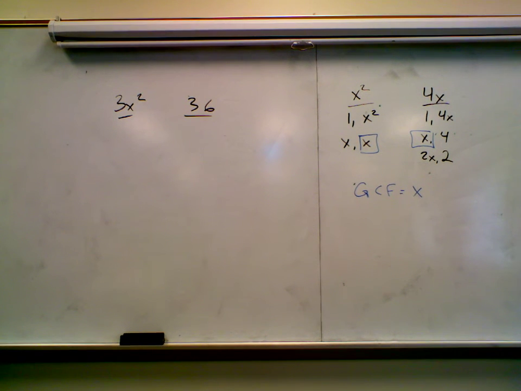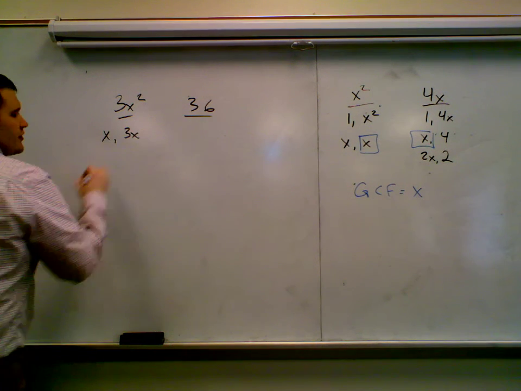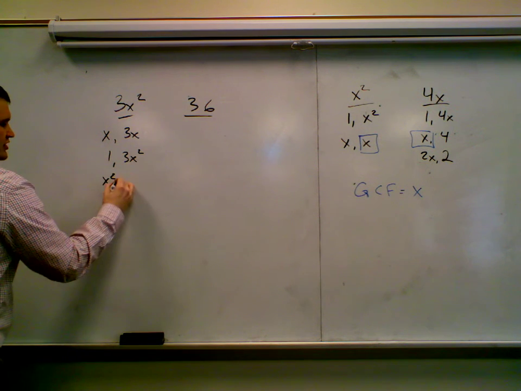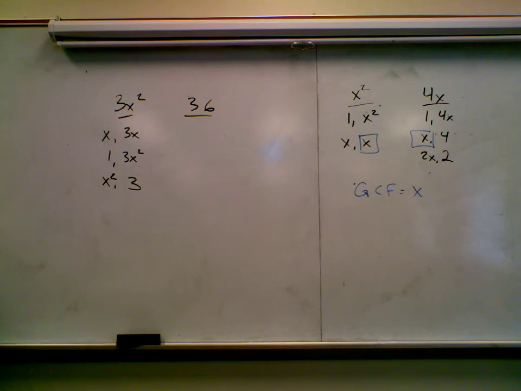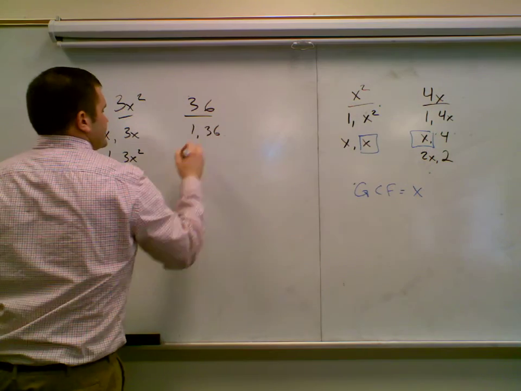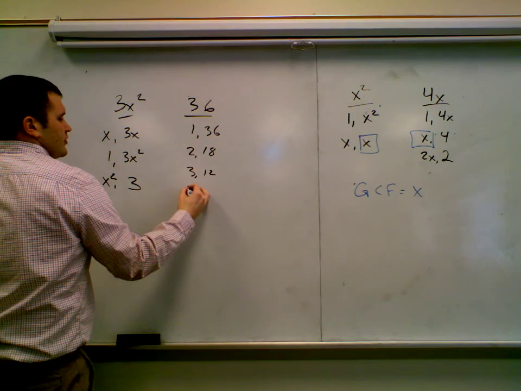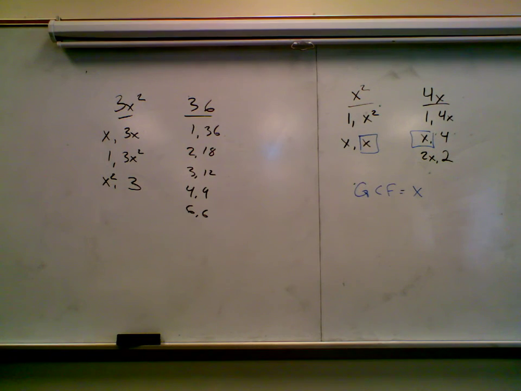Okay, so what are the factors of 3x squared? We can have x and 3x, right? 1 and 3x squared. x squared and 3. That's a funny looking 3. What are the factors of 36? 1 and 36. 2 and 18. 3 and 12. 4 and 9. 6 and 6.